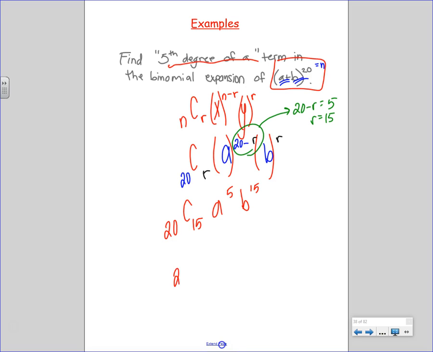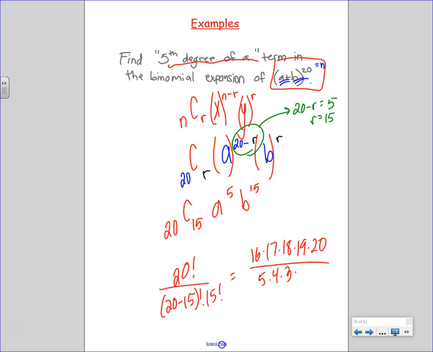You guys are trying to find 20 factorial all over 20 minus 15 factorial, 15 factorial. Ooh, I see this 15 factorial canceling with everything but 16, 17, 18, 19, 20, all over 5, 4. I guess I should have counted up, sorry. 5 and 4 is 20. Go team. 3 and 2 is 6. 6 and 18 is 1 and 3. 3 and 16 is 48. Anybody throw that in? What do we get?